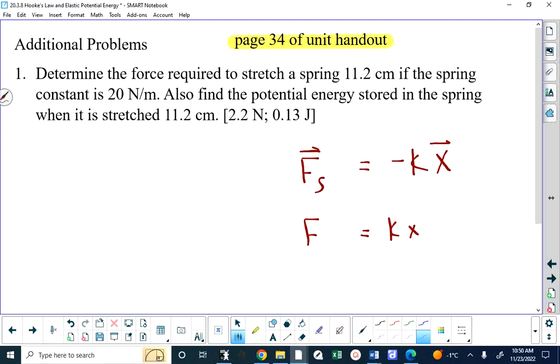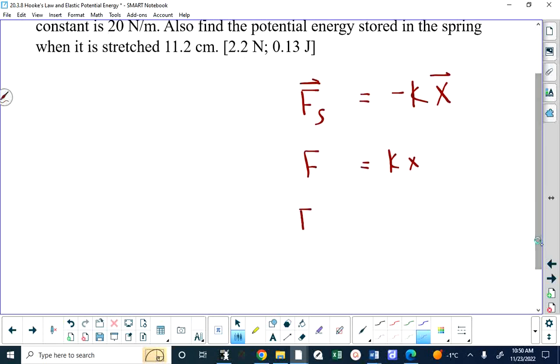We then went through a process that led us to a formula for spring potential energy or elastic potential energy. And I don't have a preference. Sometimes I will say elastic potential energy, sometimes I will say spring potential energy. Whether I'm talking about an elastic band or a metal spring, it doesn't really matter. This is equal to 1/2 kx squared.